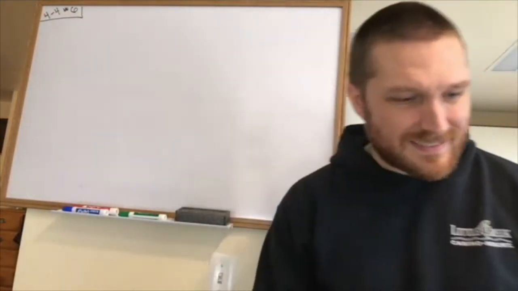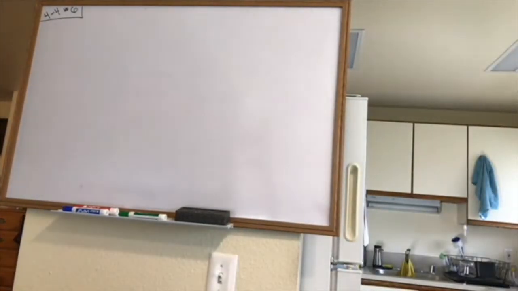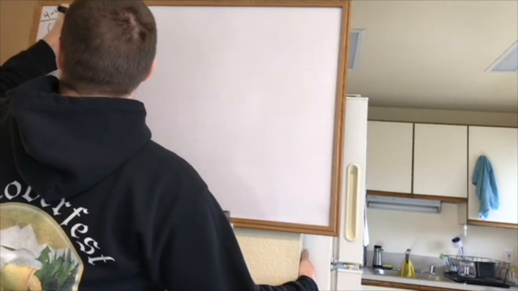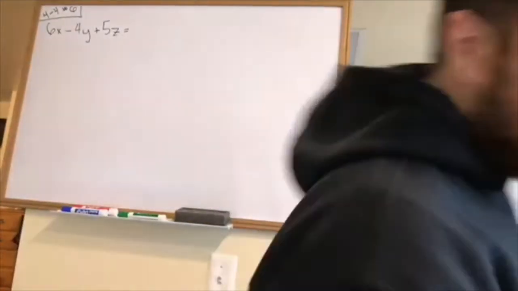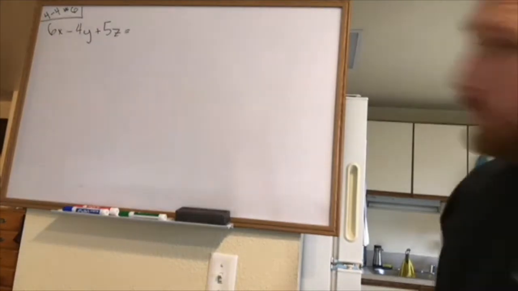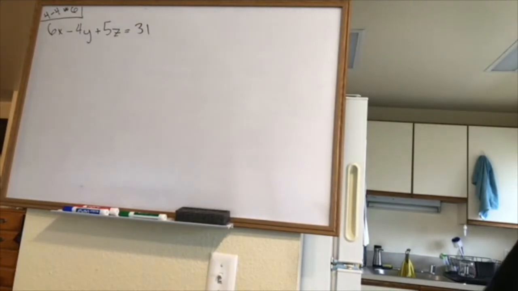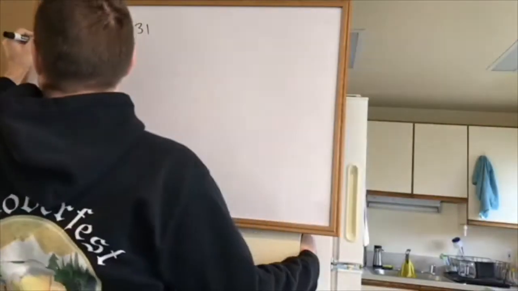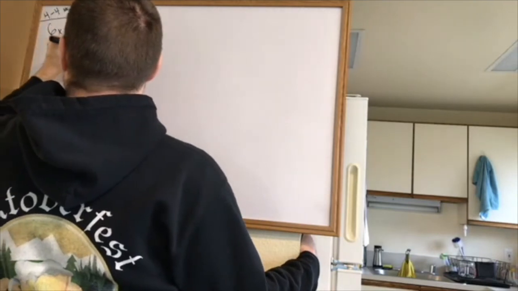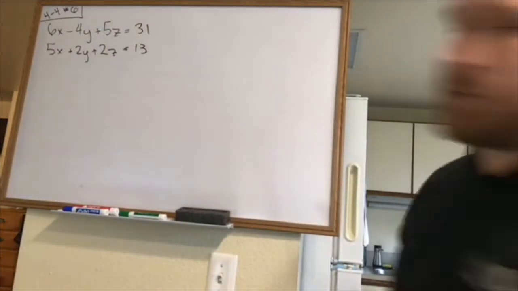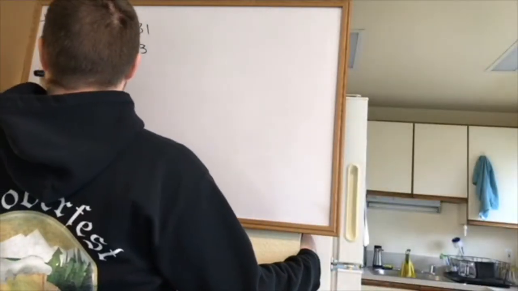It gives you this system of equations, and it says to solve the system. The system it gives us is 6x minus 4y plus 5z equals 31, 5x plus 2y plus 2z, and x plus y plus z equals 2.